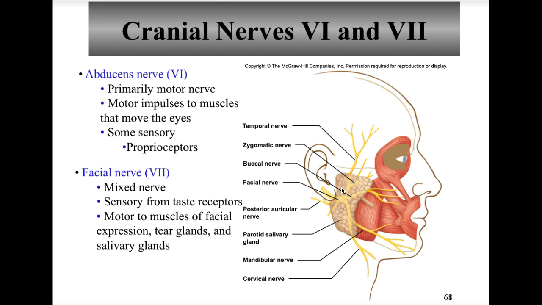Nerve 6 is the abducens nerve. That's going to innervate eye muscles. It serves as a motor nerve. Nerve 7 is a facial nerve. It's a mixed nerve. It's going to innervate muscles of facial expressions and sensory taste.